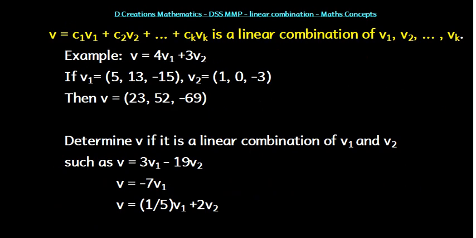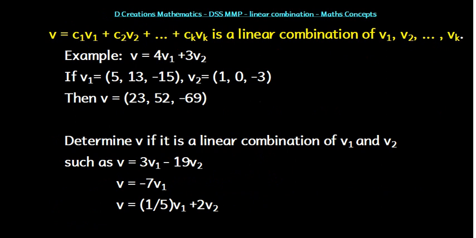Let us explore it further. The key term to remember is v equals c1v1 plus c2v2 plus and so forth plus ckvk, where v1 to vk are vectors and c1, c2, ck, etc. are scalars. Now let us take the further example, 4v1 plus 3v2. Here the vectors have three components. For example, v1 can be written as 5x plus 13y minus 15z. Similarly, vector v2 can be written as x minus 3z. Notice here the second component is 0.